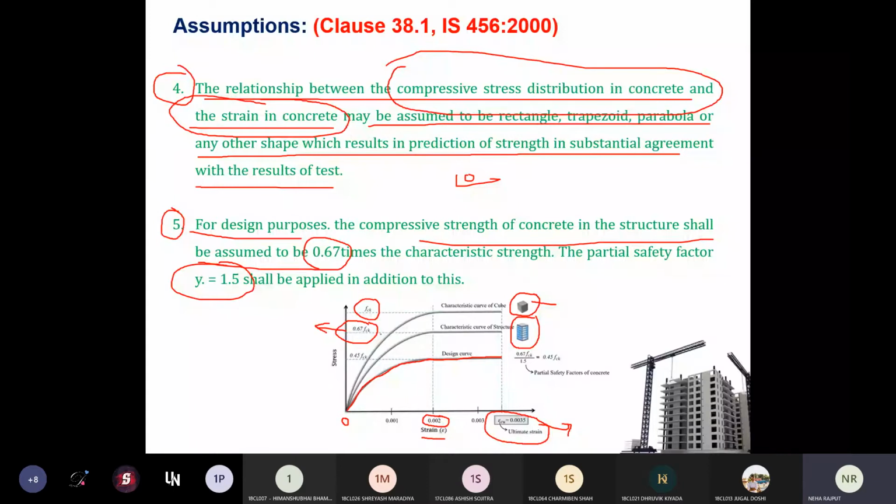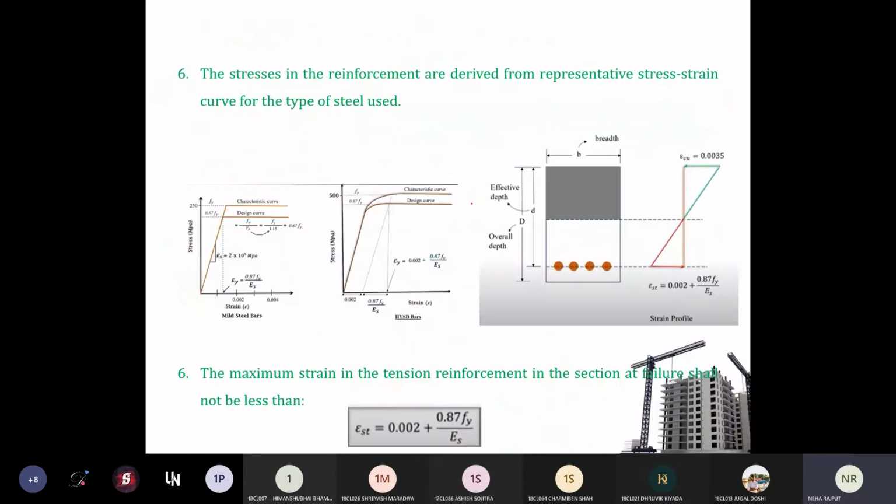And for design purposes, we use the design value by dividing this 0.67 FCK by the partial safety factor, which will give 0.45 FCK. So that is the meaning of this assumption. And the sixth assumption is that the stress-strain relationship in the reinforcement is derived from a representative stress-strain curve for the type of steel used. Here these two graphs are given in IS 456.